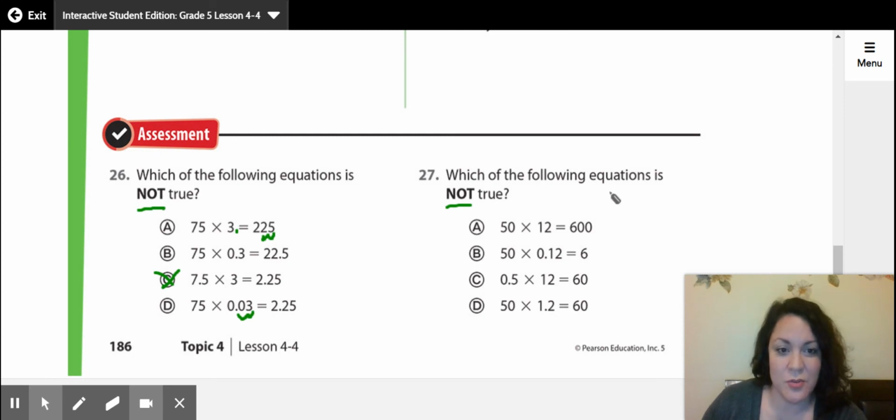Which of the following equations is not true? Maybe I'll have one or maybe I'll have more than one that are wrong. 50 times 12 is 600. Let's make sure that's right. I'm going to put 12 at the top. Should I? I don't know. Okay, let's do it right here. It didn't work. So 12 times 50.